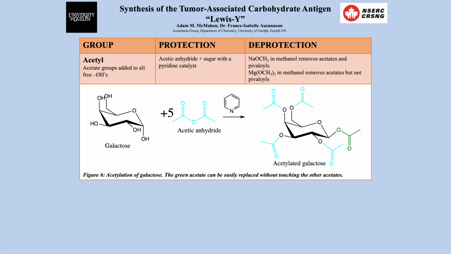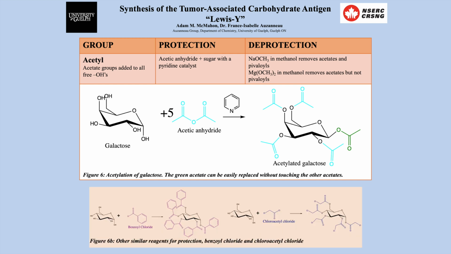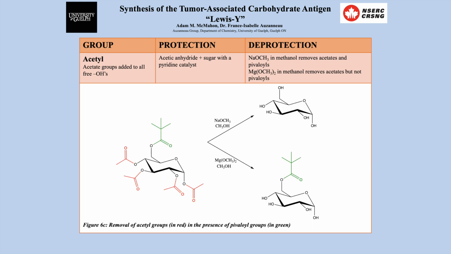Acetyl groups can be added to every free OH using acetic anhydride and pyridine. Using a suitable catalyst, the acetate on the first carbon, shown in green, can be removed and replaced with a better leaving group. Other similar molecules, such as benzoyl chloride or chloroacetyl chloride, can be used in a similar fashion to produce slightly different sugars. Similar to pivyloyl groups, acetyl groups can be cleaved with sodium methoxide in methanol. Alternatively, magnesium methoxide in methanol can be used to keep pivyloyl groups on the molecule while removing the acetyl groups.